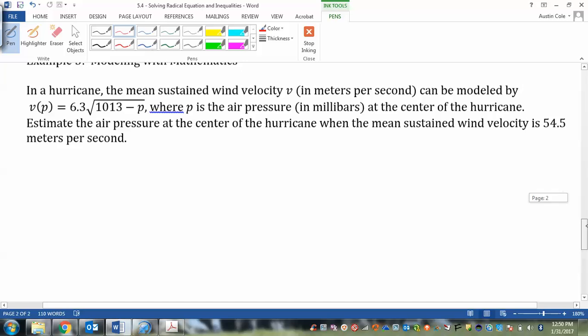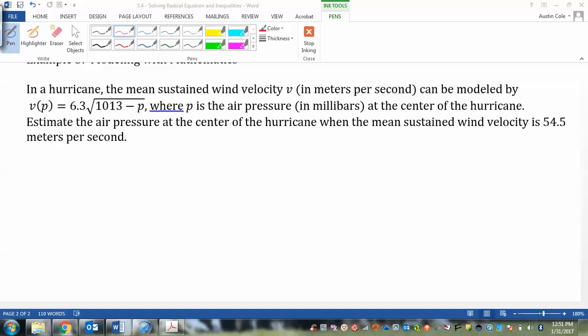And last example here. Read that by yourself, please. Guys, when you come across something you don't know, just keep reading. Okay, so this is in a hurricane, a mean sustained wind. What's mean? Mean is average. So in a hurricane, the average sustained wind velocity, V, in meters per second, can be modeled by this function, where P is the air pressure in millibars. I don't know what a millibar is. It's some type of measurement. Estimate the air pressure at the center of the hurricane when the average sustained wind velocity is 54.5 meters per second.